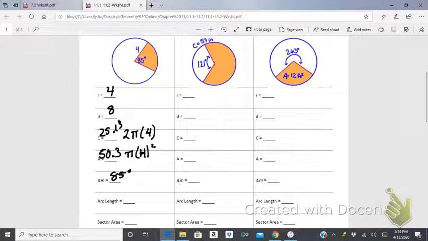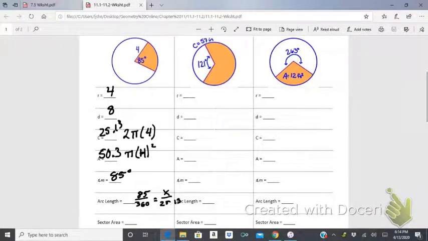Okay? Now here's where things get a little bit more challenging. This is where things get a little bit trickier, and this is why I said a little bit ago, if you don't understand how to do anything with proportions or anything like that, this is where things get tough. With arc length, the formula is the degree that I'm using, 85 over 360, is equal to the arc length, which I don't know, over the circumference, which I do know, and that's going to be 25.13.